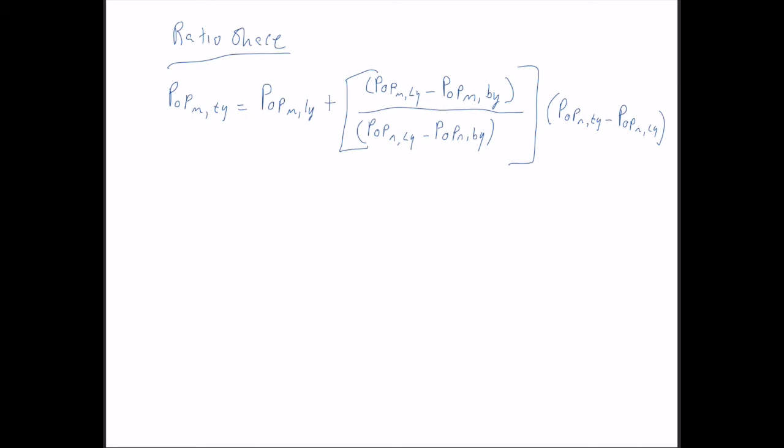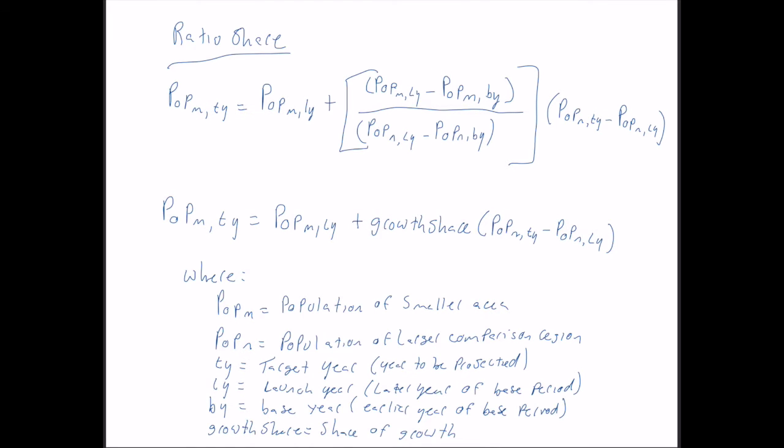So that's our formula. Again, a little complicated and a lot of letters that are stand-ins for numbers, but once we use it a couple of times, it should be pretty clear. Let's simplify the formula just a bit. In this case, we can reduce the share ratio down to population in the smaller area in the target year is equal to population in the smaller area in the launch year plus the growth share multiplied by population in the larger area in the target year minus population in the larger area in the launch year.